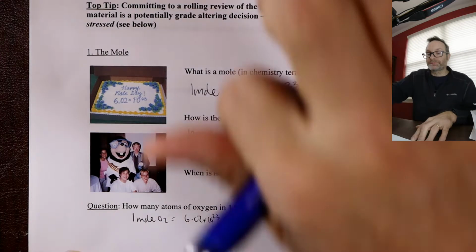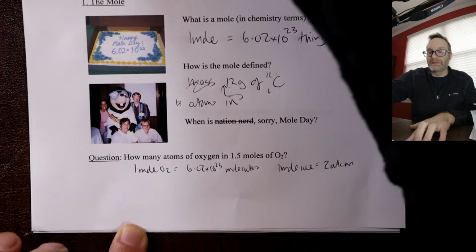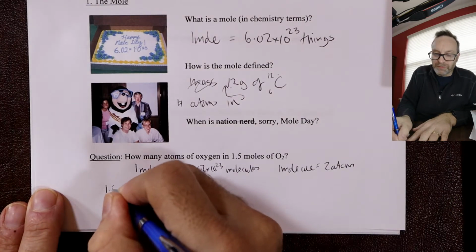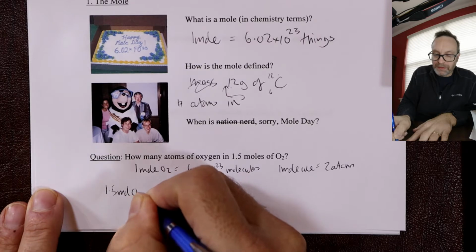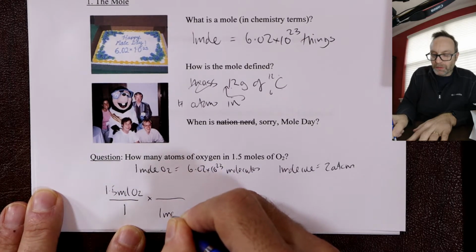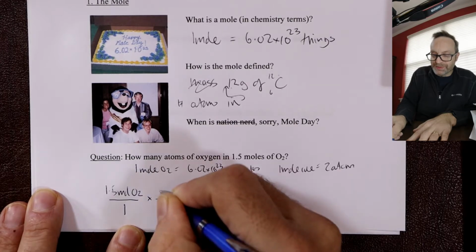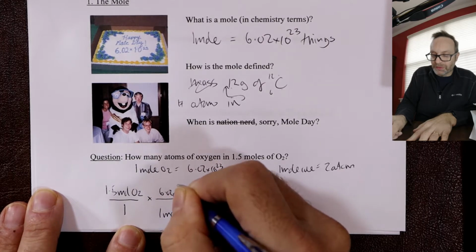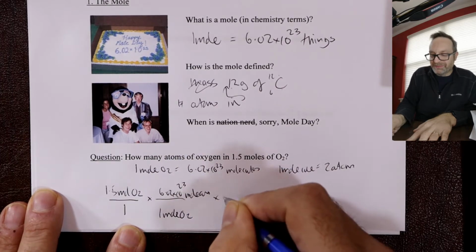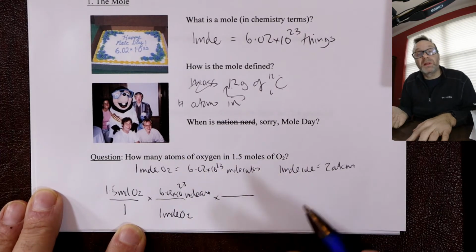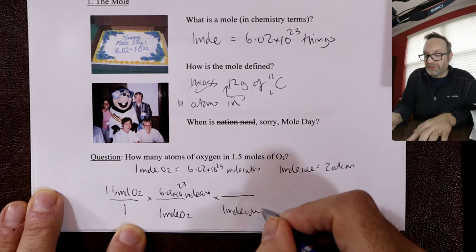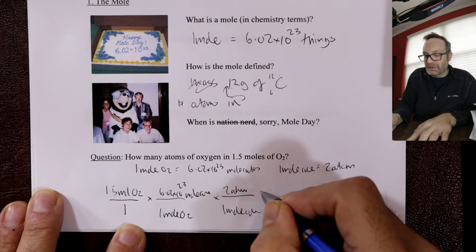So down here, just move this up so you guys can see it. 1.5 moles O2 times 1 mole O2 is 6.02 times 10 to the 23 molecules. Some of you would be tempted to press equals at that point, but that'll give you the number of molecules, not the number of atoms, right? There's twice as many atoms. 1 molecule is 2 atoms.